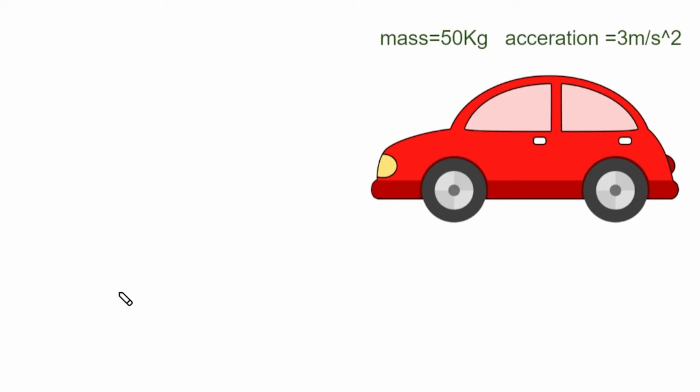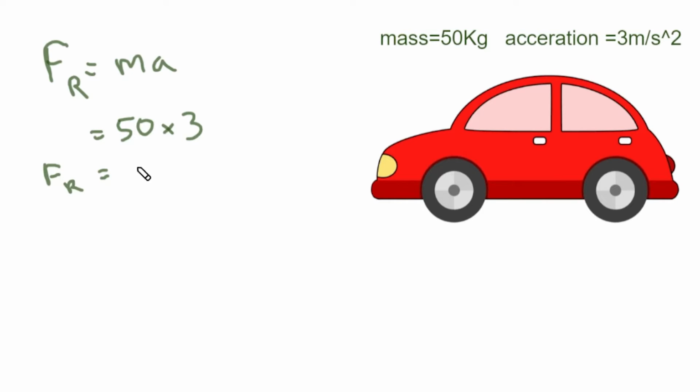In this first example, which we've made deliberately easy, you can see we have a car of mass 50 kilograms and an acceleration of 3 meters per second squared, and we have to find Fr, the resultant force, which of course we know is m times a. So that implies it's going to be 50 kilograms times 3 meters per second squared, and so our resultant force is going to simply be 150 newtons to the left.